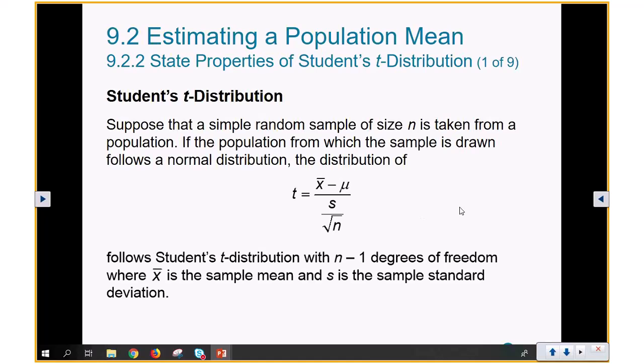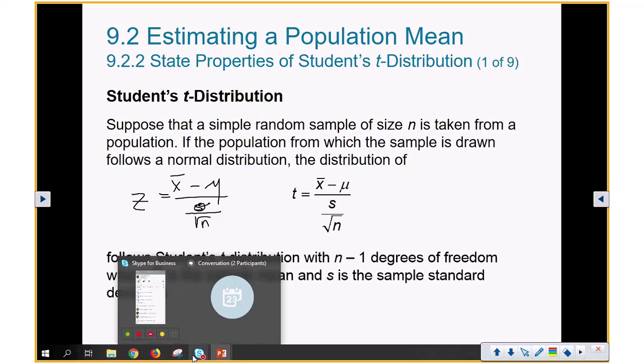Now, in the chapter, I can't remember where it is, but there's another formula for the z-score, and it looks just like this one. Instead, z is equal to x bar minus mu over sigma over the square root of n. So is there much difference between these two? No. So it's not like you're doing something new. You're just plugging and chugging.